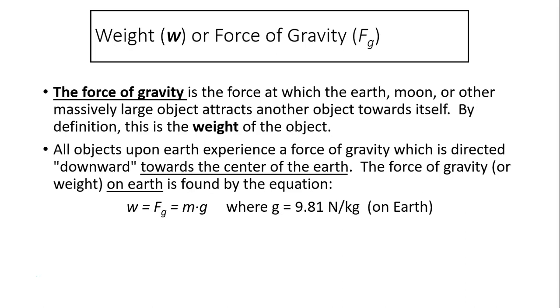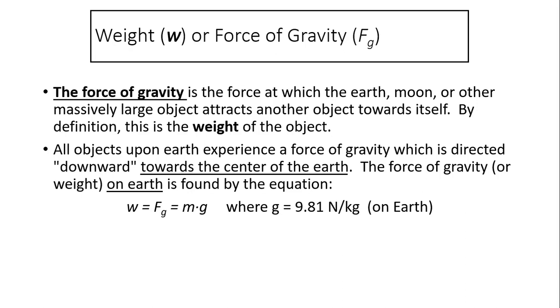So all objects on Earth experience a force of gravity which is directed downward. That means toward the center of the Earth. That's the direction of that force. And the force of gravity on Earth is found by this equation. W equals Fg. Weight and gravity are the same. That equals m times g. What is little g? 9.81 newtons per kilogram. This little g, 9.81, we've seen that before. That's acceleration due to gravity.